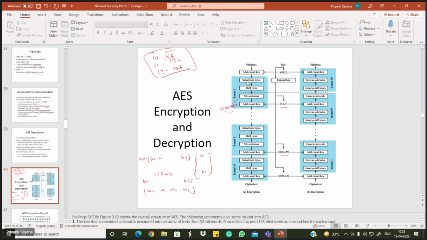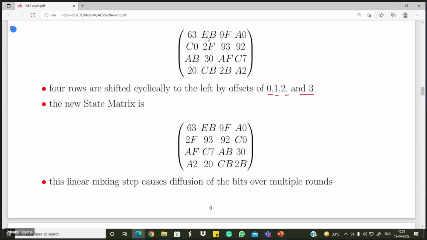So round 0, nothing will be changed. The 4 rows are shifted cyclically to the left by an offset. Row 0 will have no change. This will be shifted by 1 to the left. This will be shifted by 1. This will be shifted by 2. This will be shifted by 3. So we got this.